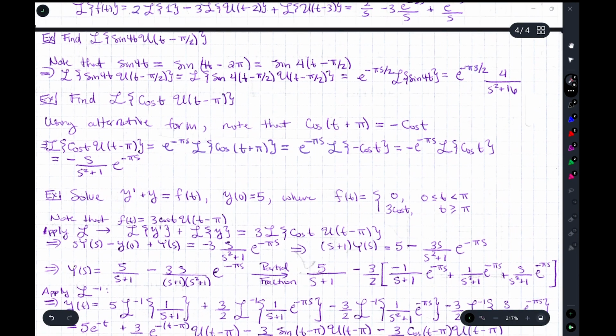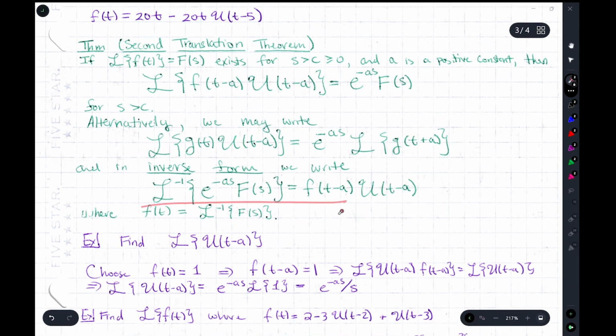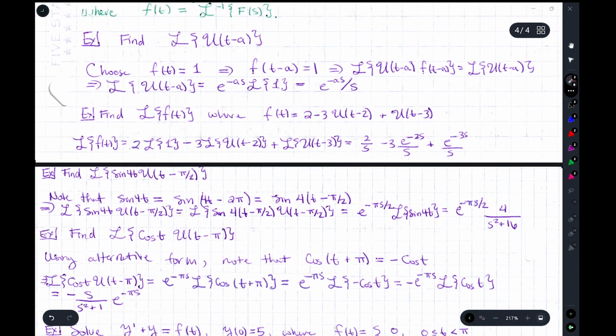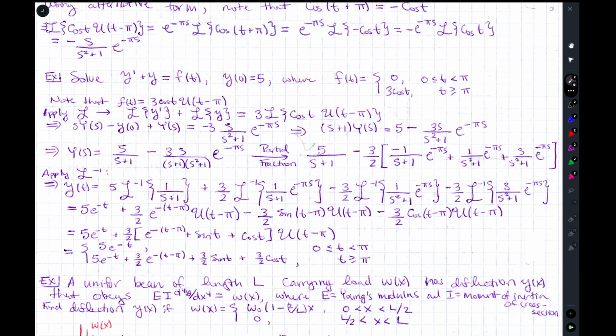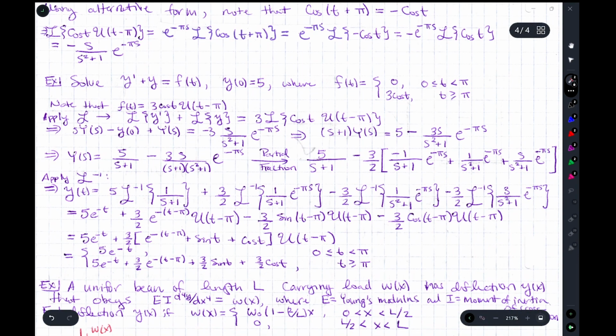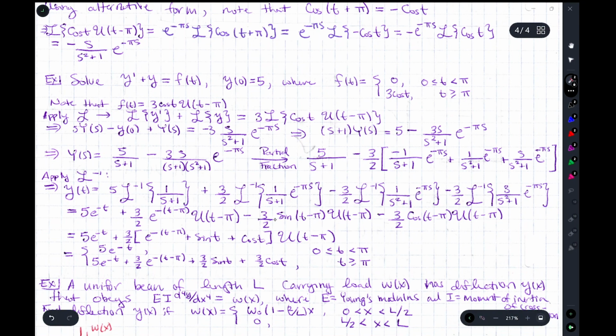And in inverse form we have this, okay? And so we have this e to the negative pi s, and so we get this, we identify a with pi, and so we'll transform 1 over s plus 1 here to e to the minus (t minus pi), okay, with the unit step function.